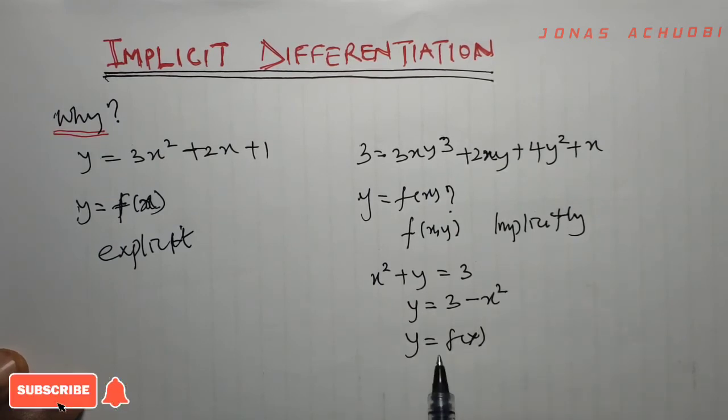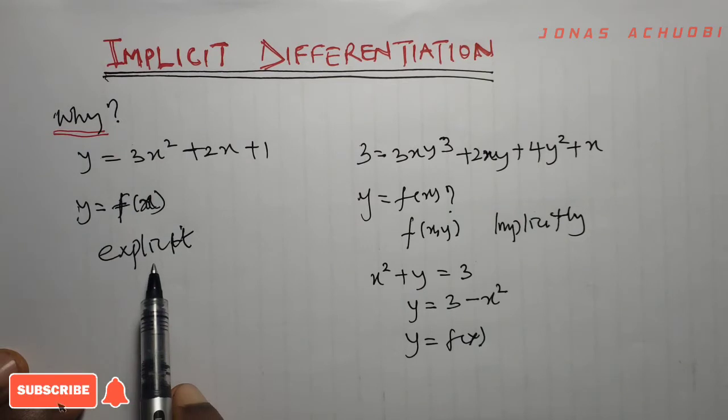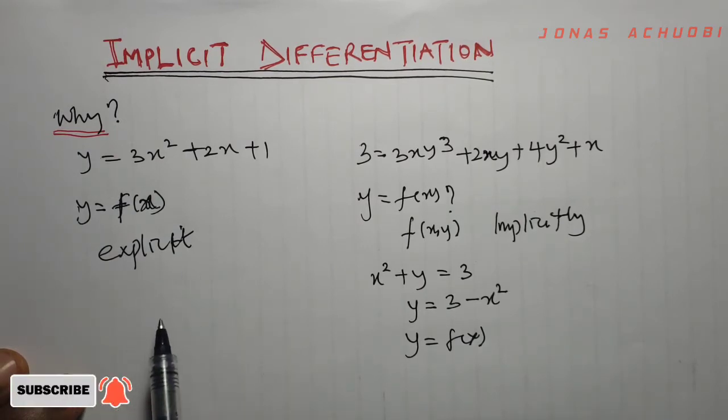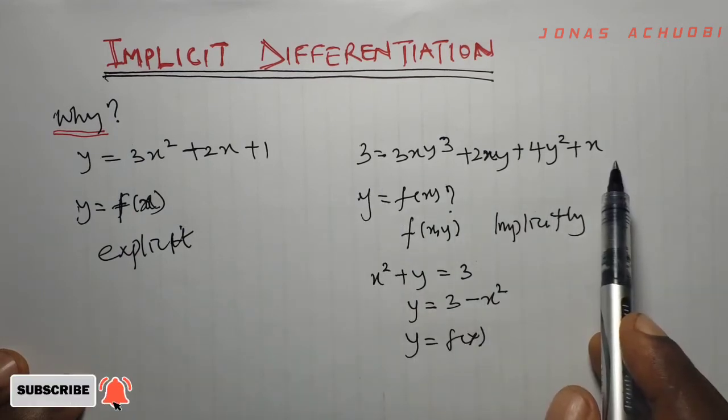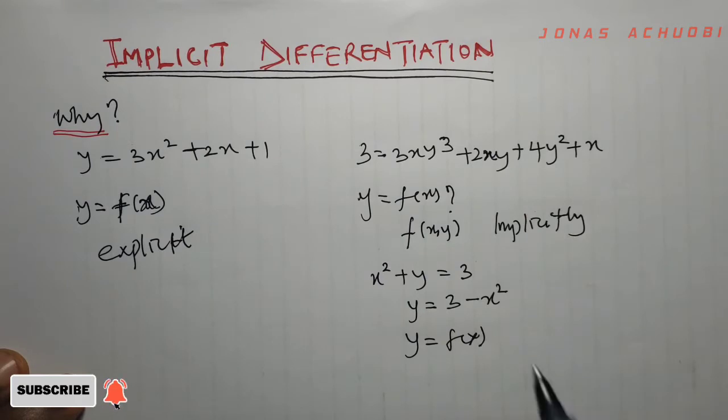So if a function is written in an explicit way and you differentiate, we'll now say that we are differentiating explicitly. However, if the function is written in an implicit manner and you try to differentiate, we'll now say that we're differentiating what? Implicitly.